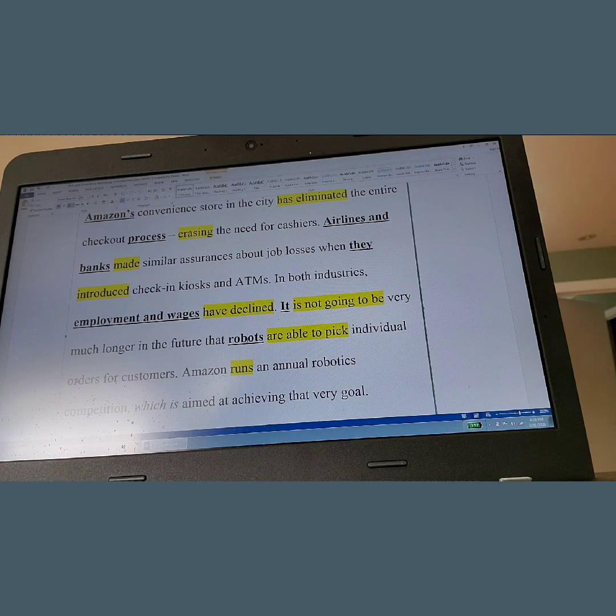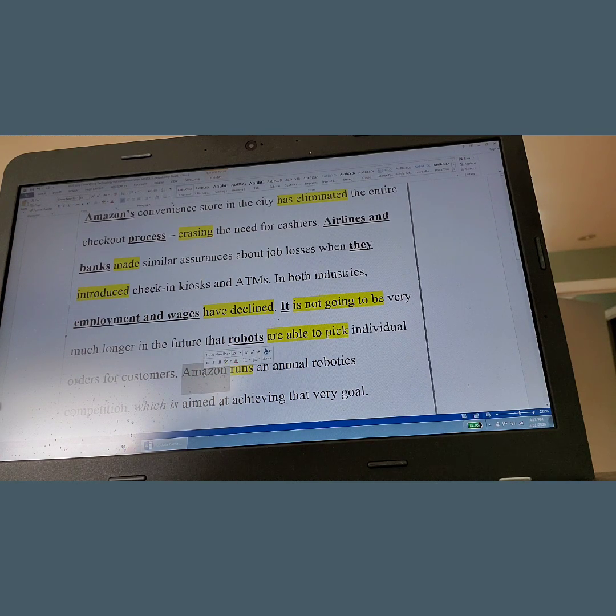So are able to pick is a verb there, right? So you have two verb phrases in that sentence. You have something is not going to be around very much longer. And then you have something is able to pick, right? And then there's a relationship between those two actions. Right? All right. And then the last sentence. Amazon runs.